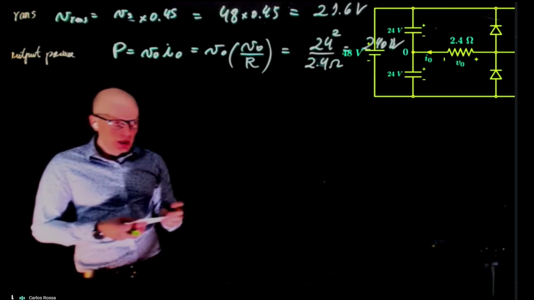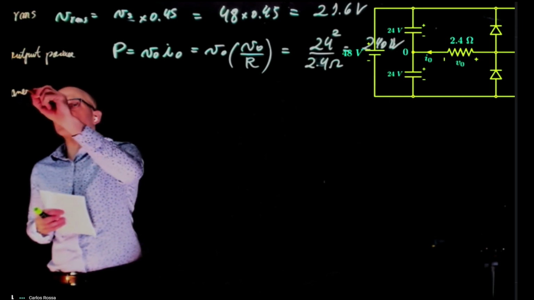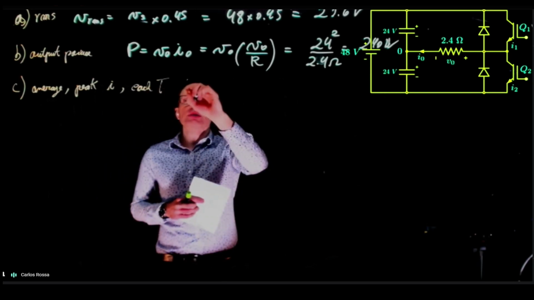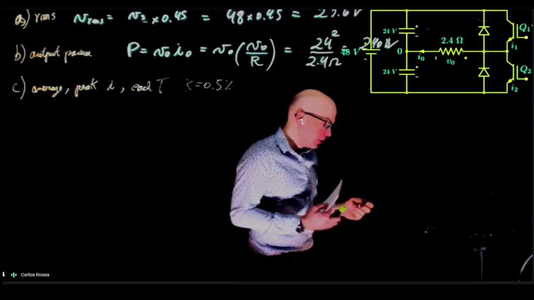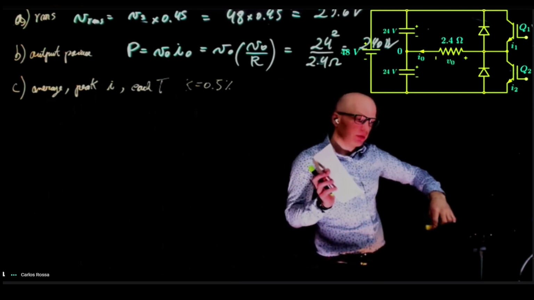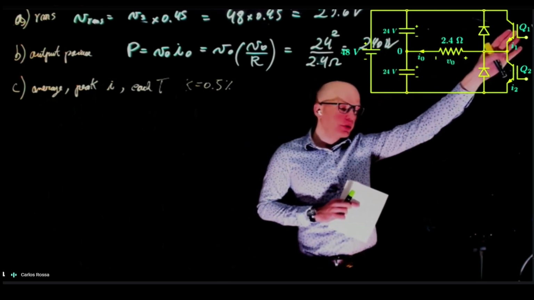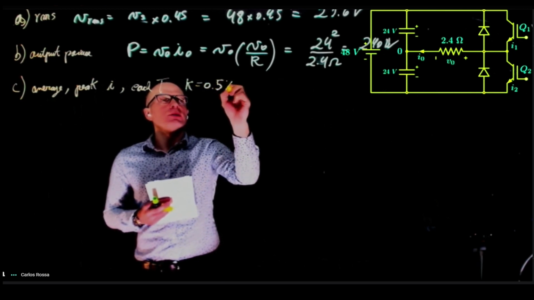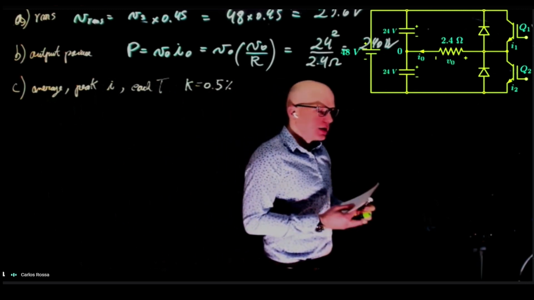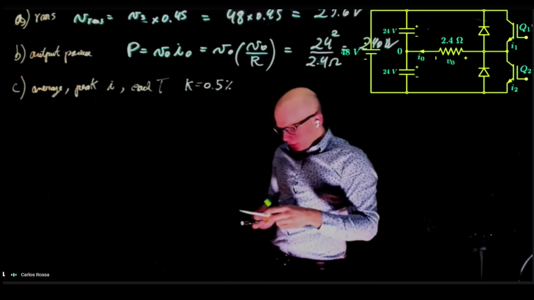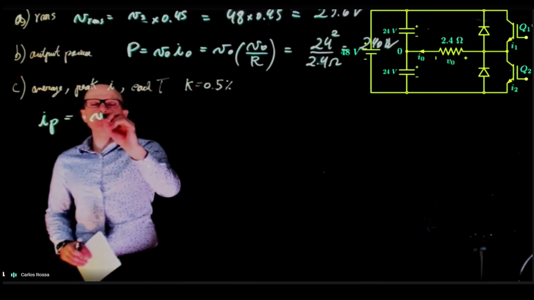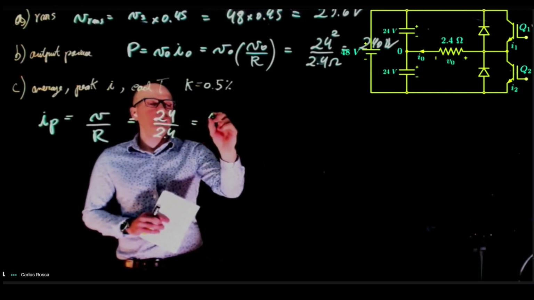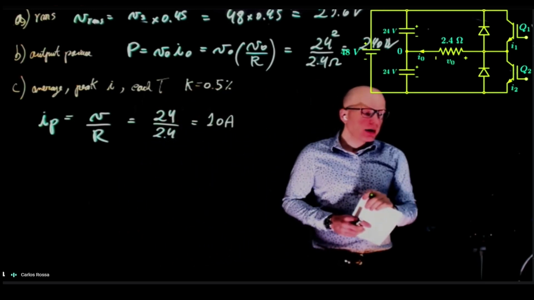Let's do C. C is the average and the peak current in each transistor for a 50% duty cycle. If you notice, so far we always had the bridge on using one transistor for 50% of the time, and then the other one for the remaining 50% of the time. So our duty cycle so far has been 0.5. The question is, what is the peak current and what is the average current through each transistor? The peak current is simply the voltage divided by R, which is 24 divided by 2.4. That's 10 amps. That's the peak current through one of the transistors.